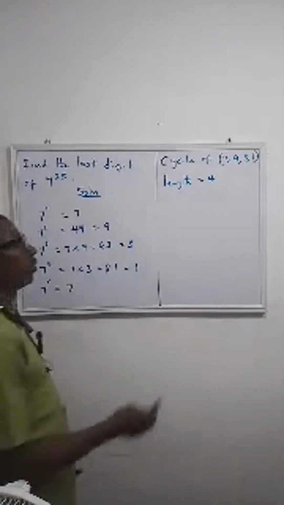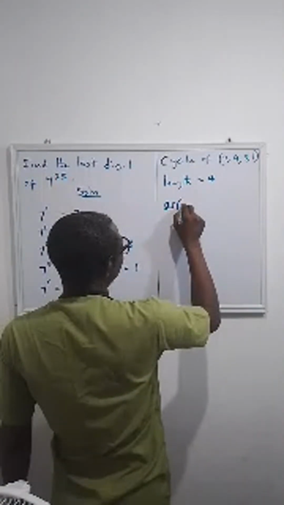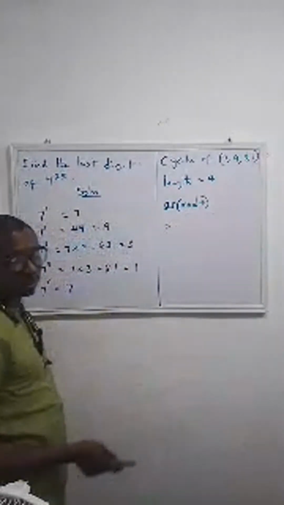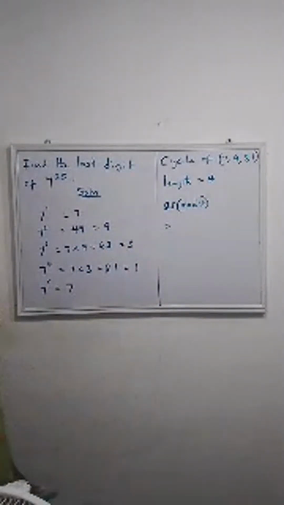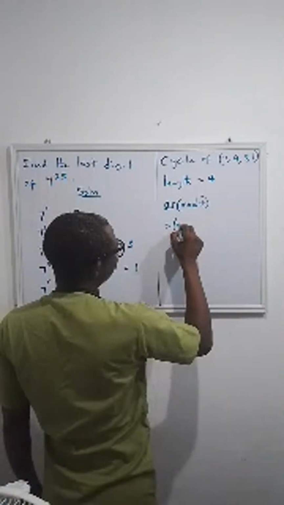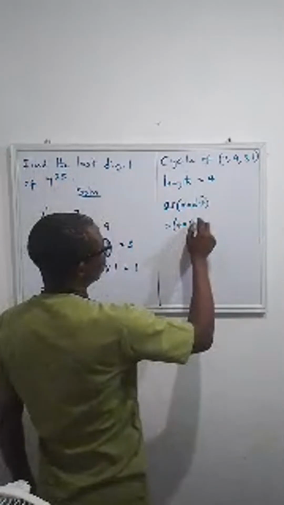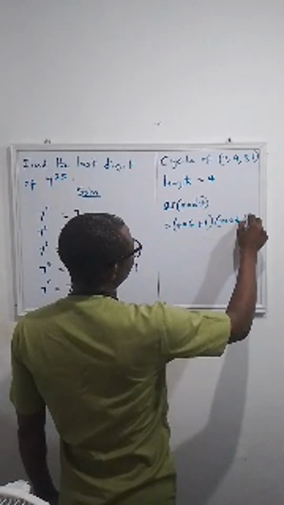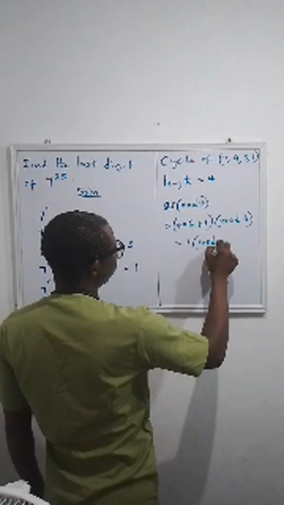Okay, so now we have 25. Express 25 in mod 4. So what is going to be the answer to that? All right, so when you divide 25 by 4, that's 4 times 6, that's 24, remainder 1. Okay, so mod 4, that means we have 1 mod 4.